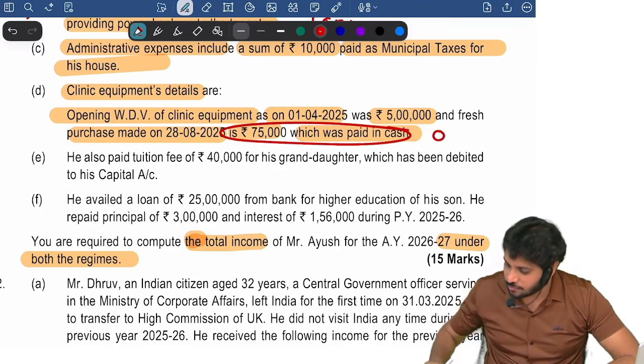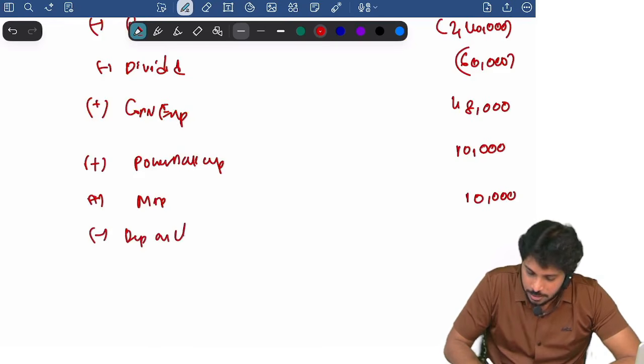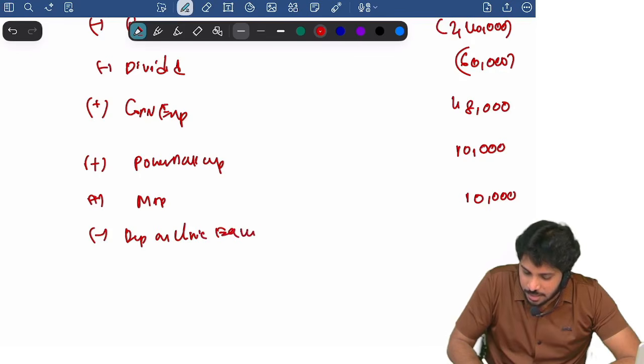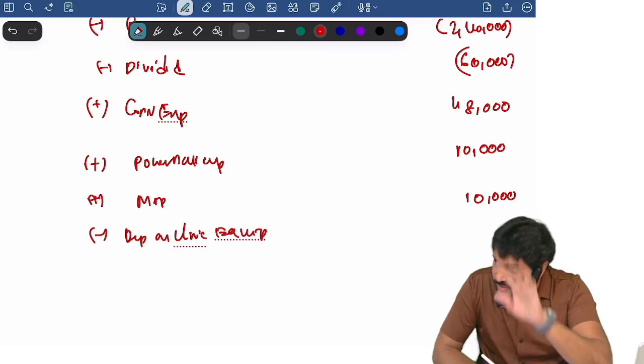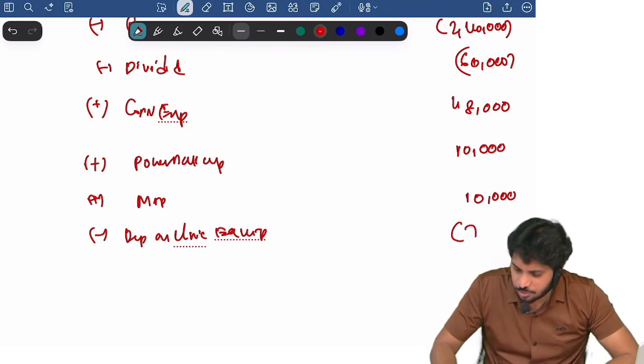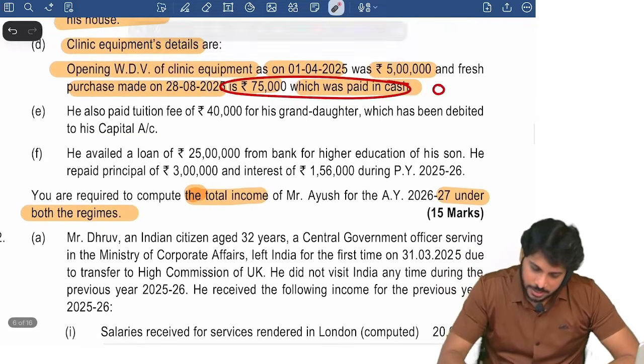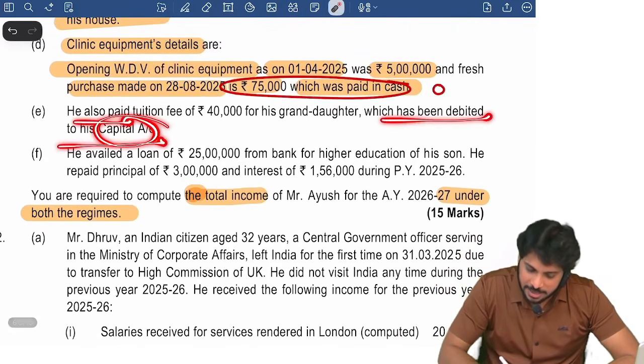Only 5 lakhs into 15%. 75,000 is the depreciation. Am I right? Depreciation on clinical equipment. If they say life-saving medical equipment, then it is 40%. If they simply mention clinical equipment just like that, 15%. How much is the depreciation? 75,000. Agreed. Then he paid tuition fee, which has been debited to capital but not to P&L.